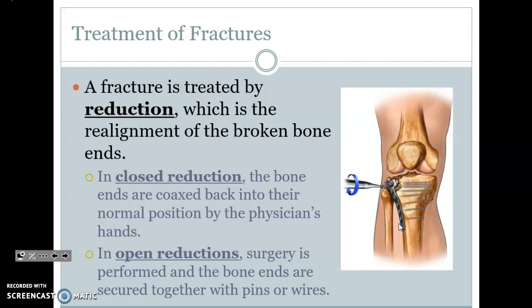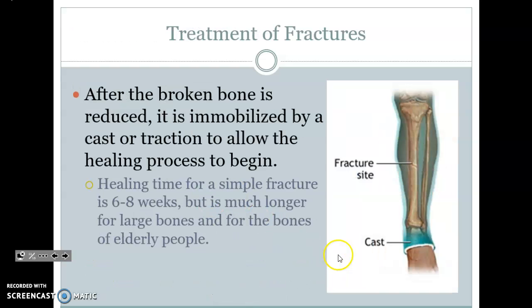That can be done like that, or there's an open reduction, which needs surgery, and you have to actually cut open the leg and put something in there to cause it to stay in position, like pins or screws or plates or those kind of things. So 2 different types of reductions there.